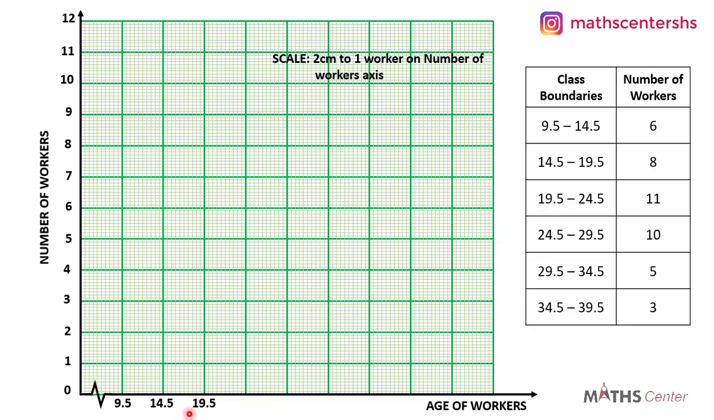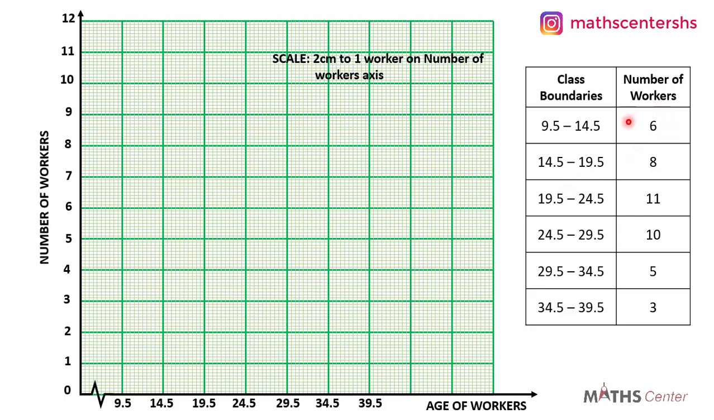The next one begins from 19.5 and ends at 24.5. The next one begins from 24.5 and ends at 29.5. The next one begins from 29.5 and ends at 34.5. And the last one begins at 34.5 and ends at 39.5. So we have the horizontal axis numbered nicely. Now we can easily draw the bars.